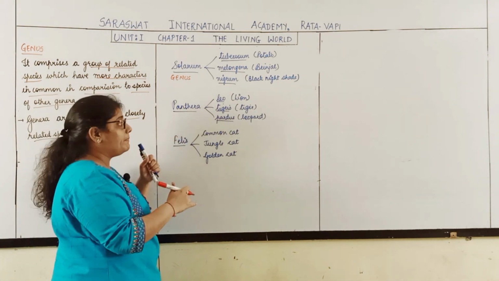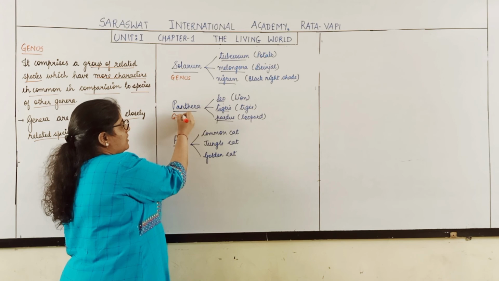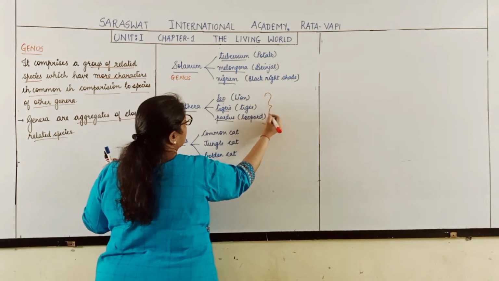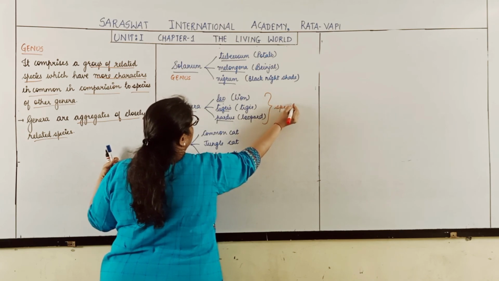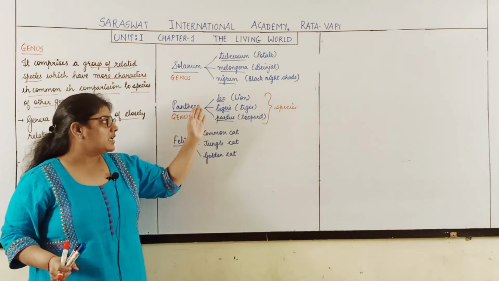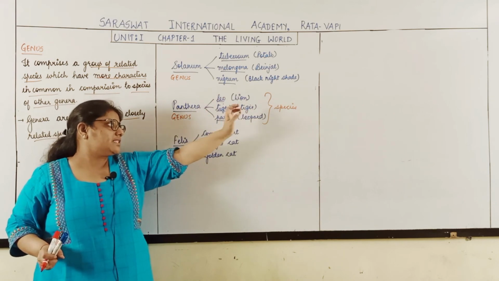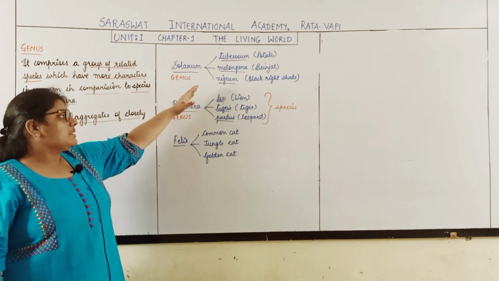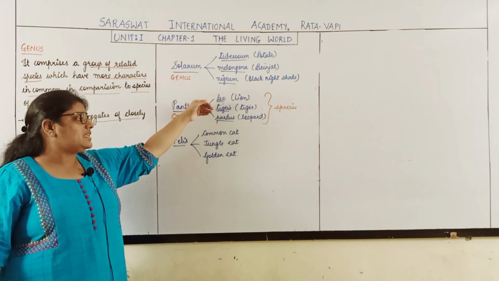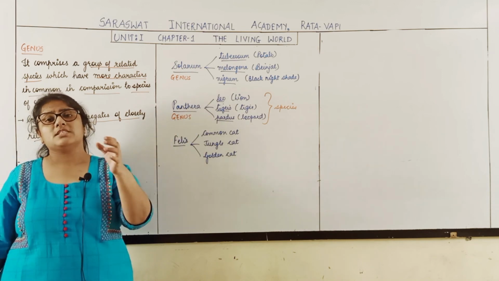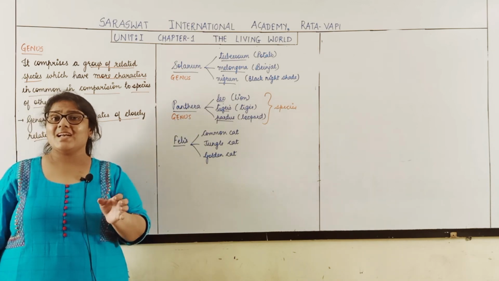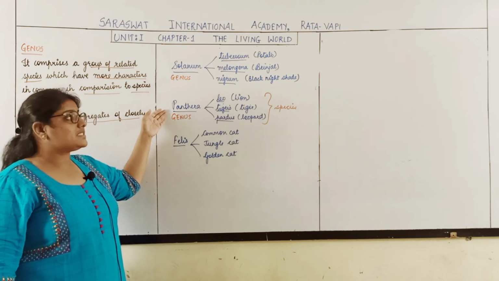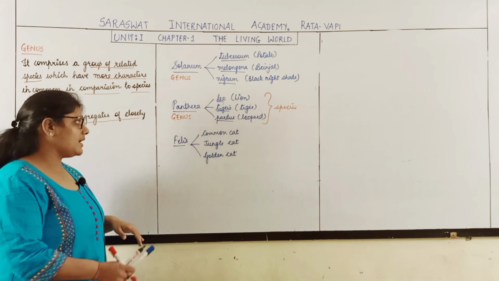Same way the genus Panthera. This Panthera is a genus. Now this Panthera genus includes three different species. Which are those three species? Panthera leo, which is lion, Panthera tigris, which is tiger, and Panthera pardus, that is leopard. Now students, these three species will show certain common characteristics, and as they show certain common characteristics, they are placed in the genus Panthera.